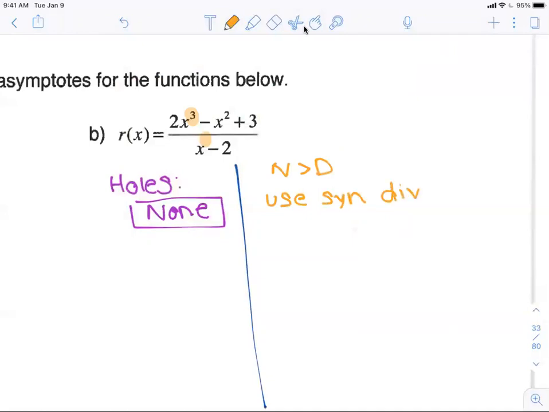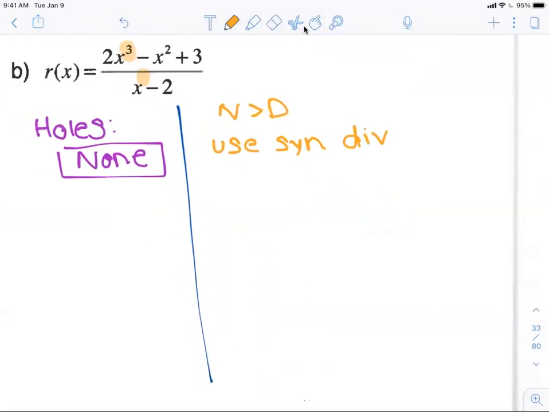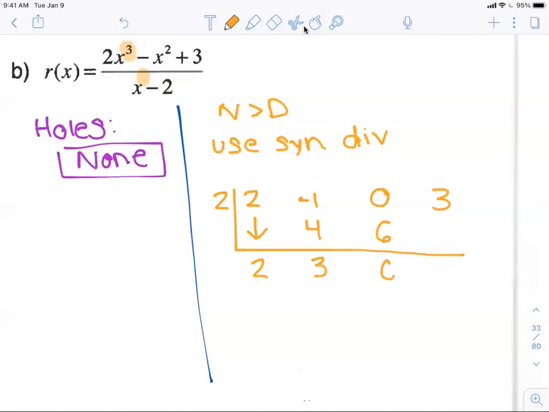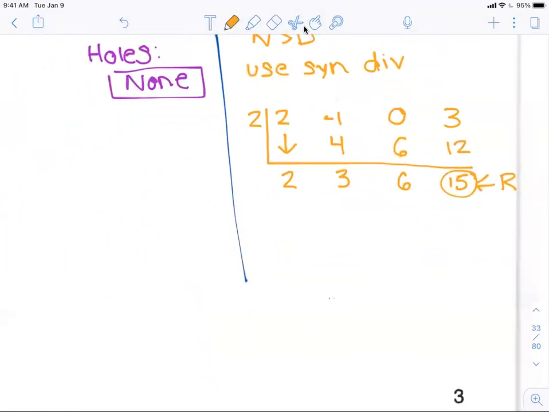So this is how you're going to use synthetic division. You're going to take the top part and divide it by the bottom. Since it says x minus 2 on the bottom, you're dividing by 2. You're going to use your leading coefficients on the top, which are 2, -1, 0, 3, because we're missing the x term. So you synthetically divide now. Bring down the 2. 2 times 2 is 4. Add down, that's 3. 3 times 2 is 6. Add down, that's 6. 6 times 2 is 12. Add down, you get 15. That's your remainder. Your remainder does not need to be 0. If it was 0, that means it would be a factor and it would be a hole. So you should not be getting 0.